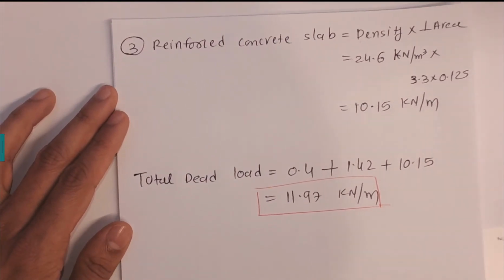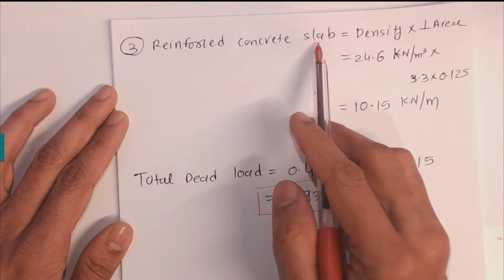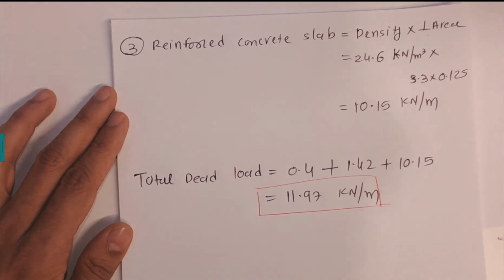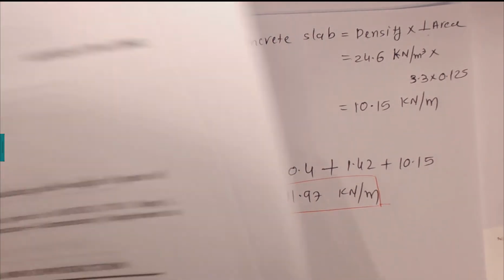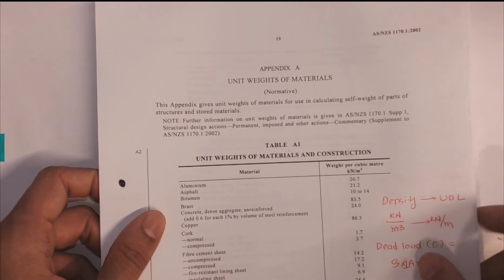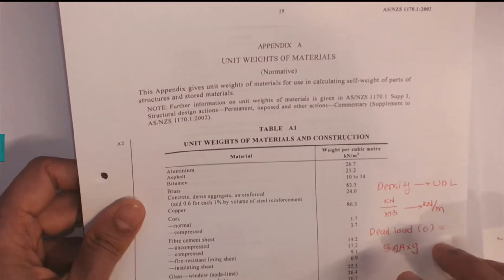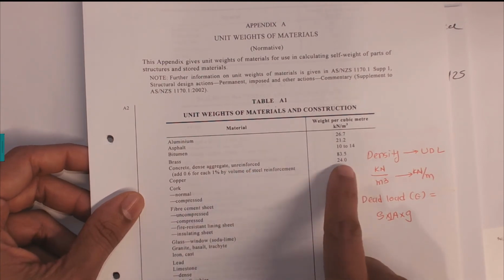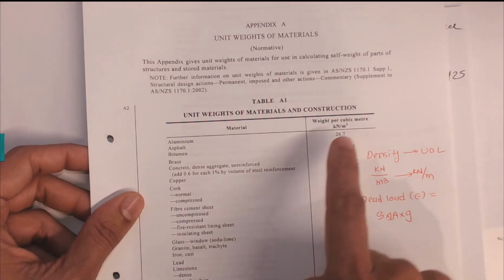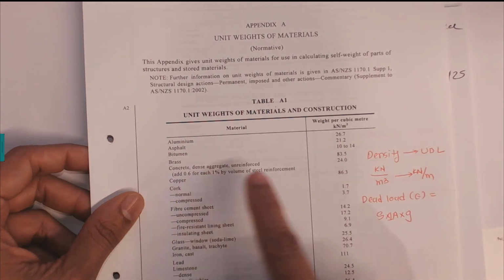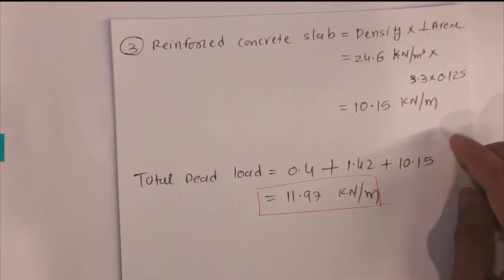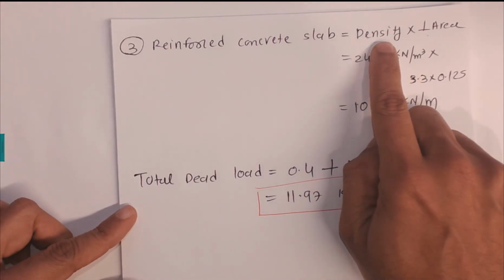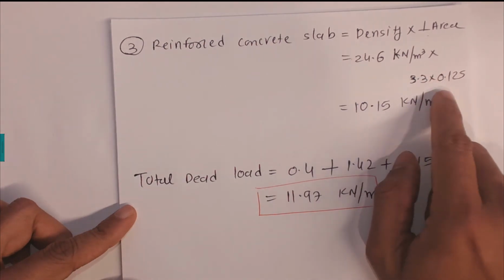The last one is the reinforced concrete slab, which has a density in kilonewton per meter cube times the area. The density is given in table A1 on page number 19, where we have concrete, dense aggregate, unreinforced. If it is unreinforced concrete, we have 24 kilonewton per meter cube, but we have reinforcement, so we need to add 0.6 to 24, which is 24.6. So that is 24.6 kilonewton per meter cube density of the reinforced concrete slab times the area, 3.3 times 0.125.